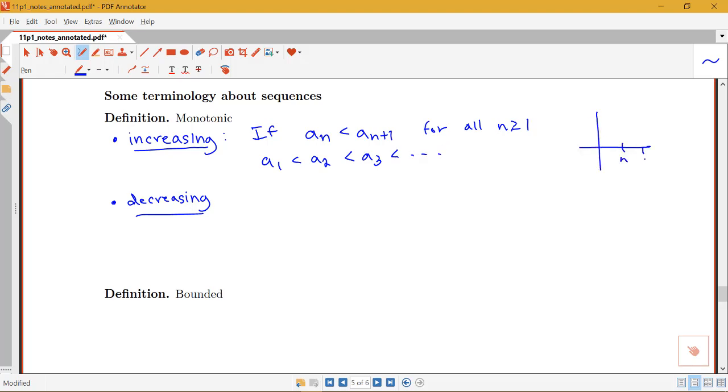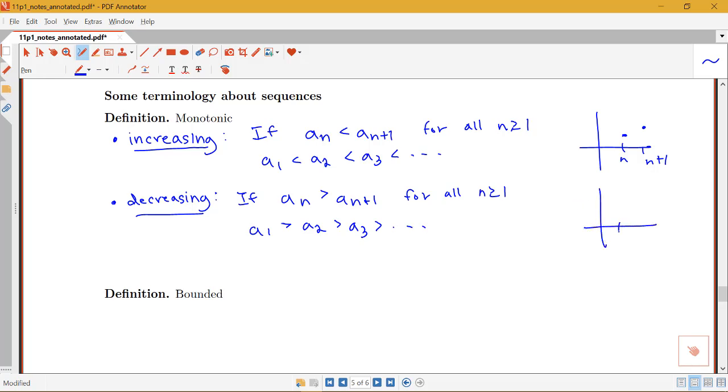Just to give us a little picture, our nth term here is always going to be less than the (n+1)th term. Our sequence is going to be decreasing if a_n is always bigger than a_(n+1) for all n greater than or equal to 1. So this means a_1 is bigger than a_2, is bigger than a_3, etc. We always have that our nth term here is bigger than our (n+1)th term.